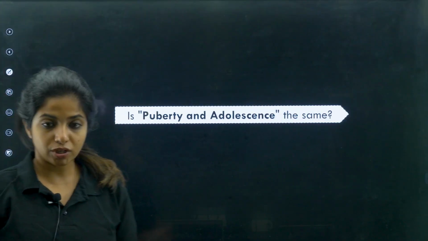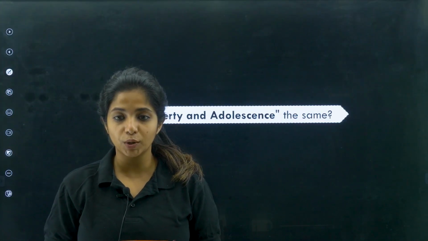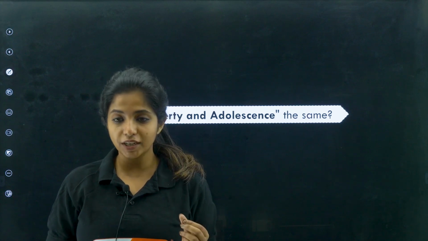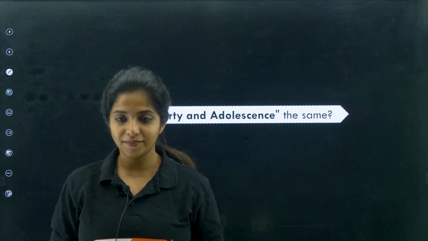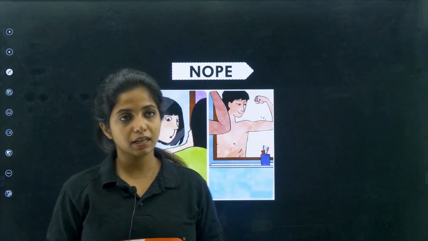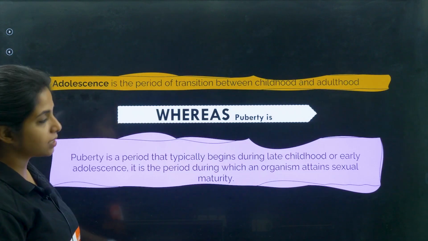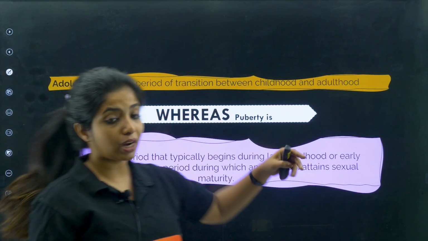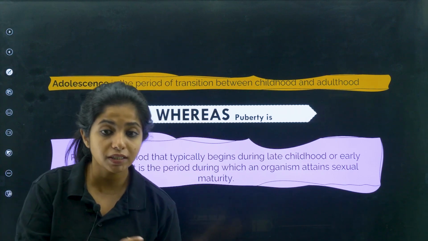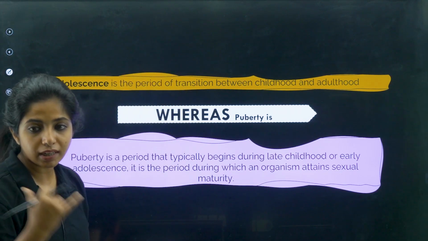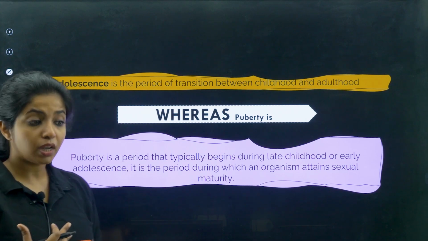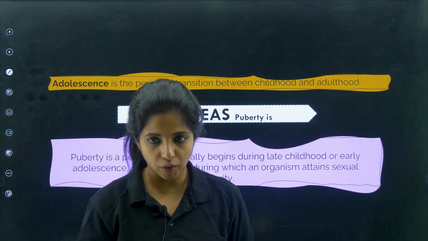But before that, there's a question. Is puberty and adolescence the same? What do you think? Have you hit your puberty, children? Okay. Are you adolescents now? So adolescence is basically a period. Okay. We say it's not the same. It's a transition period between childhood and adulthood. So adolescence is a transition period. Puberty is that particular time when a person attains sexual maturity.